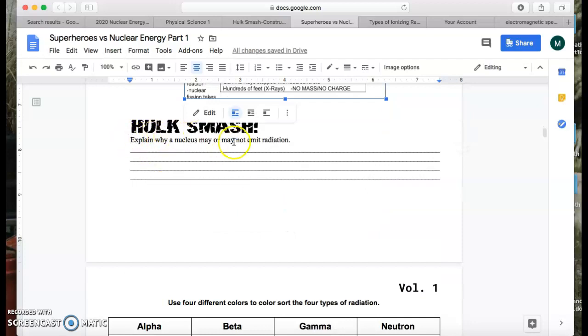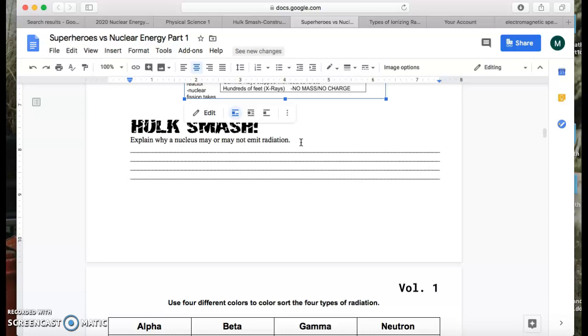So explain why the nucleus may or may not emit radiation. If it's stable, it's not going to. Okay? It will only emit radiation if it has an unstable ratio of protons and neutrons. It has to be unstable.